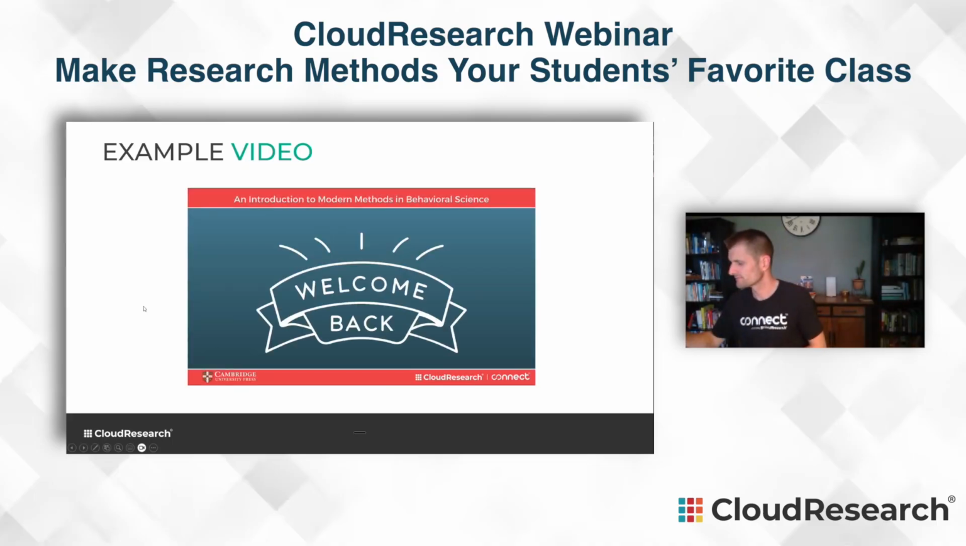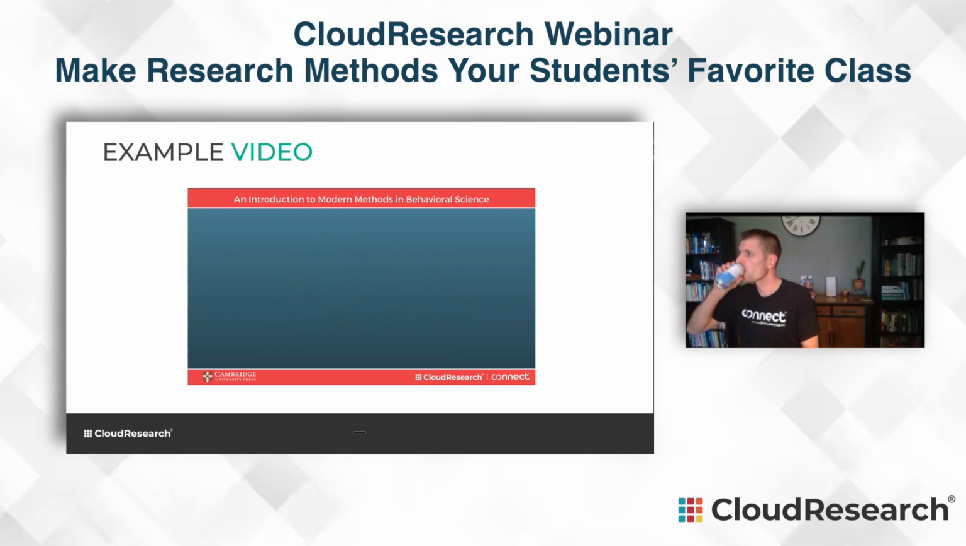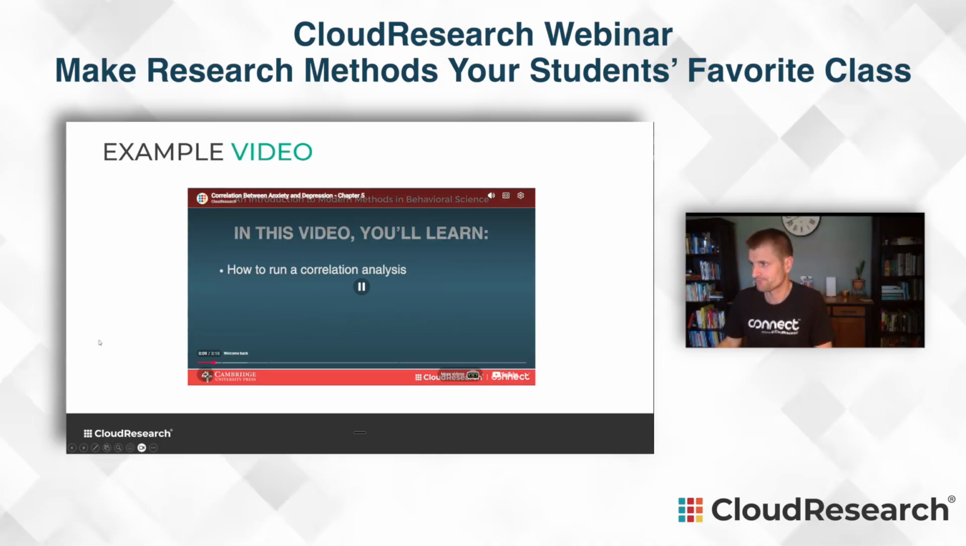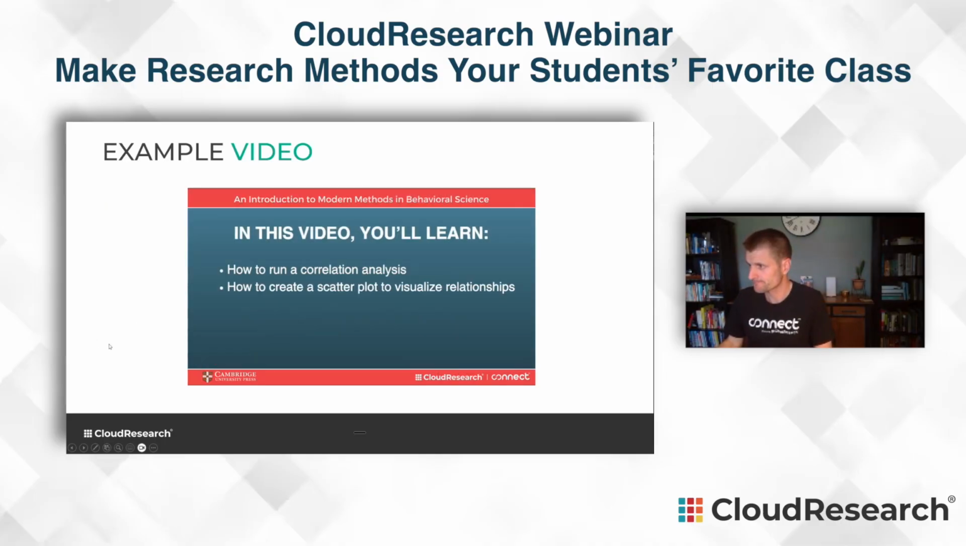Welcome back to the Research in the Cloud video series. In this video, we'll learn how to run a correlation analysis to examine the relationship between anxiety and depression scores. We'll also create a scatter plot to visualize this relationship.